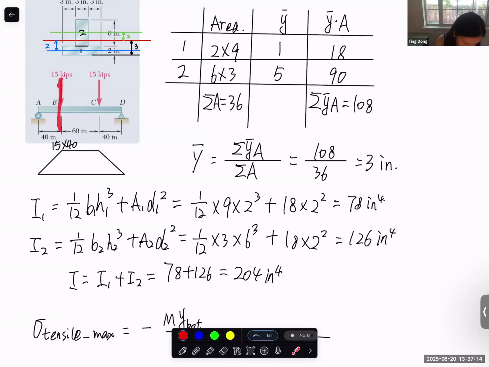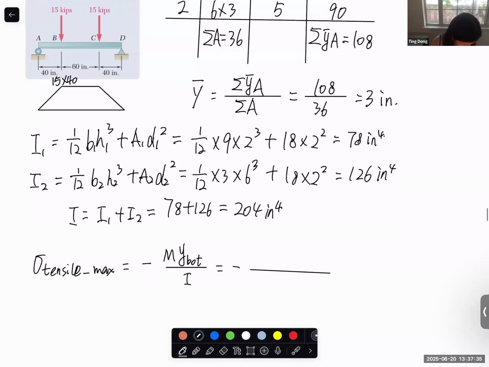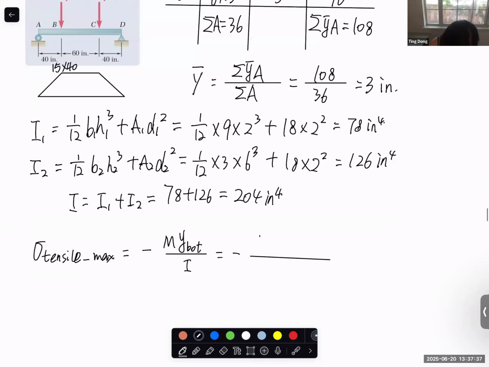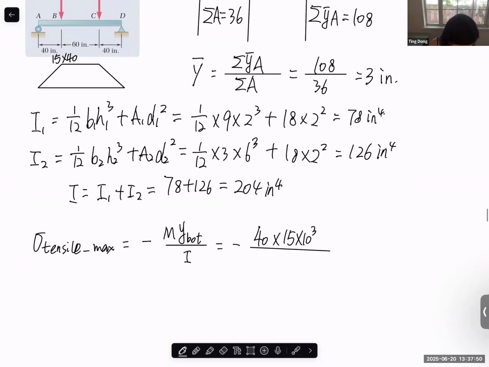If we cut through here, the moment is equal to the force, let's say the reaction force here is 15, times the distance. So you cut through this point, and it equals this force times this distance. This distance is 40. So it should be 15 times 40 inch pounds.